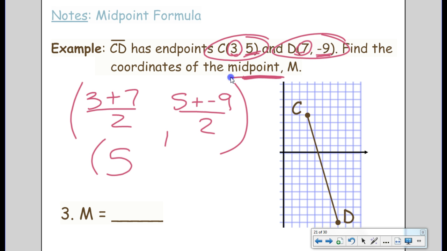Are you not pressing enter in between? Yeah. See, that's what I told everyone not to do. 3 plus 7. Enter. Divided by 2. Enter. You guys press enter or it's bad order of operations. All right. 5 plus negative 9. That's what? Negative 4? Negative 4 cut in half? Negative 2. So that is the answer. M is 5 comma negative 2. That is the answer. Moving on.